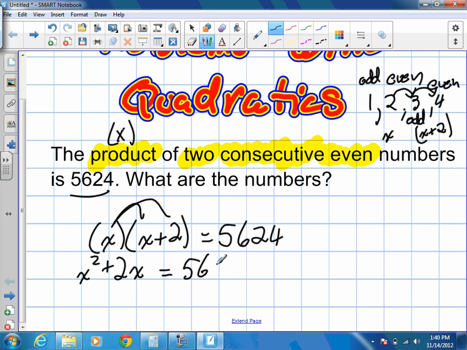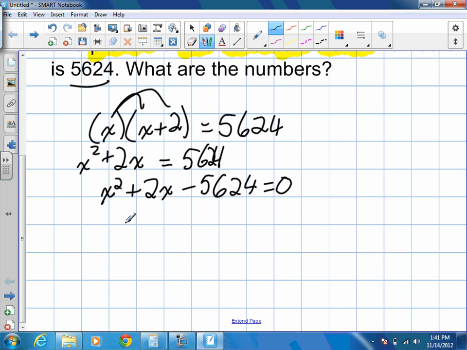But in order to solve for x, what do we need the equation to equal? 0. So how do I make this equal to 0? What do I do? We bring 5,624 to the other side. So now we're left with x squared plus 2x minus 5,624 is equal to 0. So this is what form of a quadratic? Good, it's standard form.